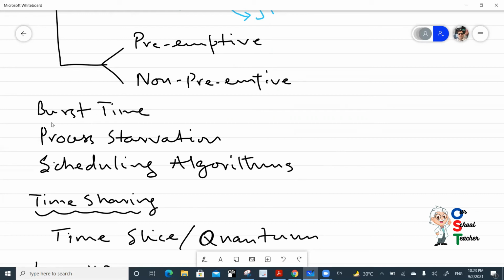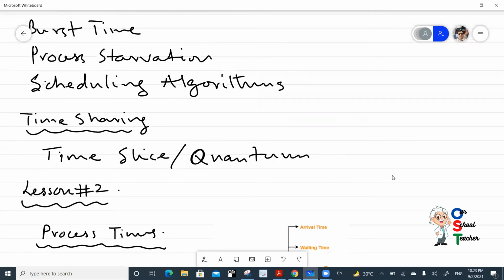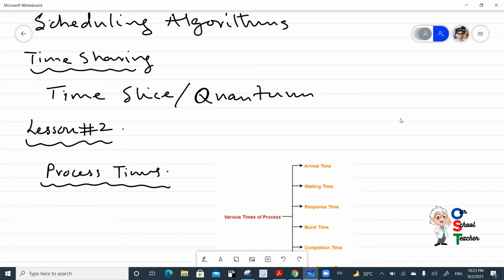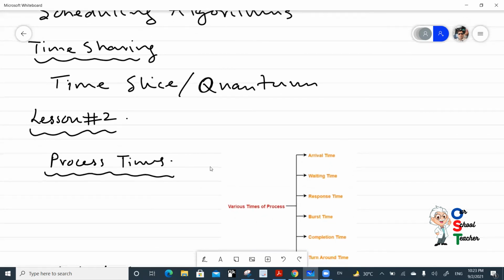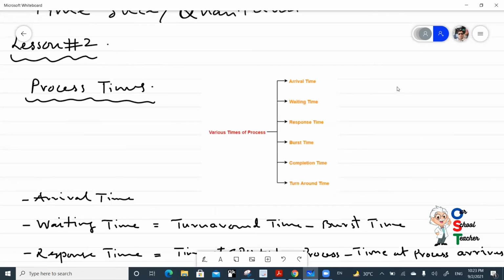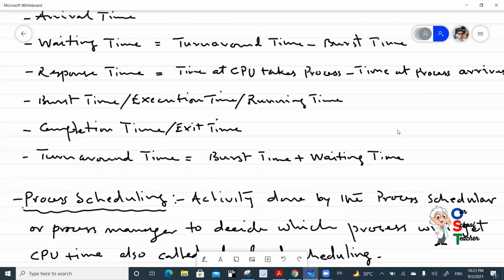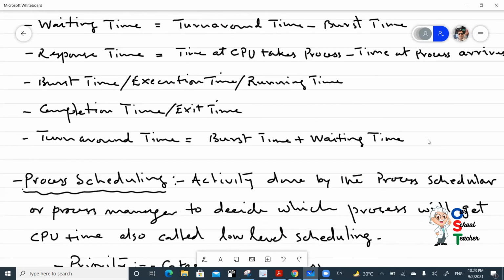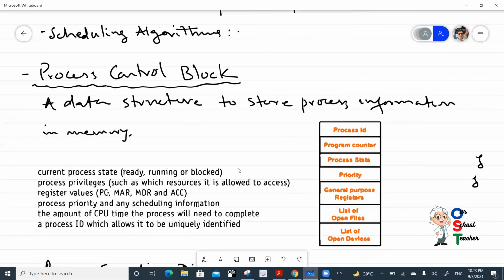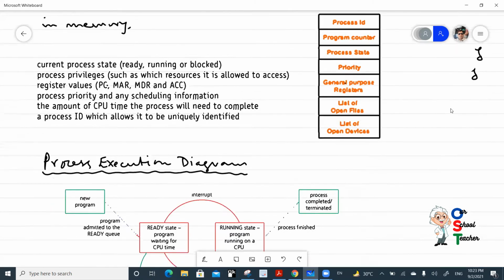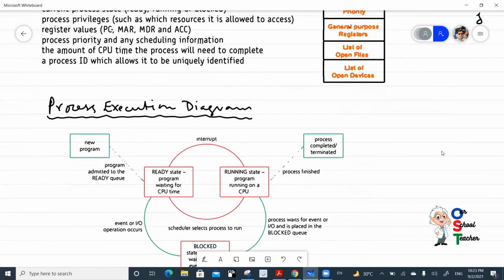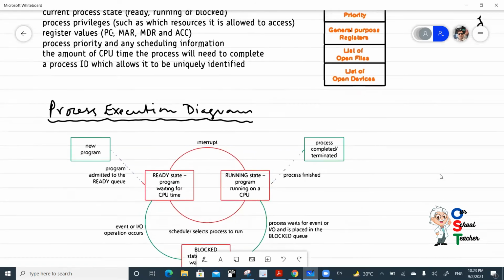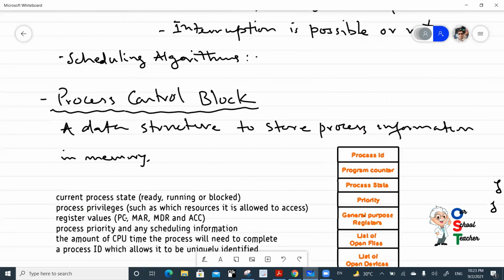Then we saw the concept of burst time, process starvation, and scheduling algorithms. We will see these in detail also. Now in today's lesson, we will see different concepts of process times, and then after that we will see what is process scheduling, and then process control block, and then we will see the diagram which is given in your book, the process execution diagram or PCB diagram. Let's start.